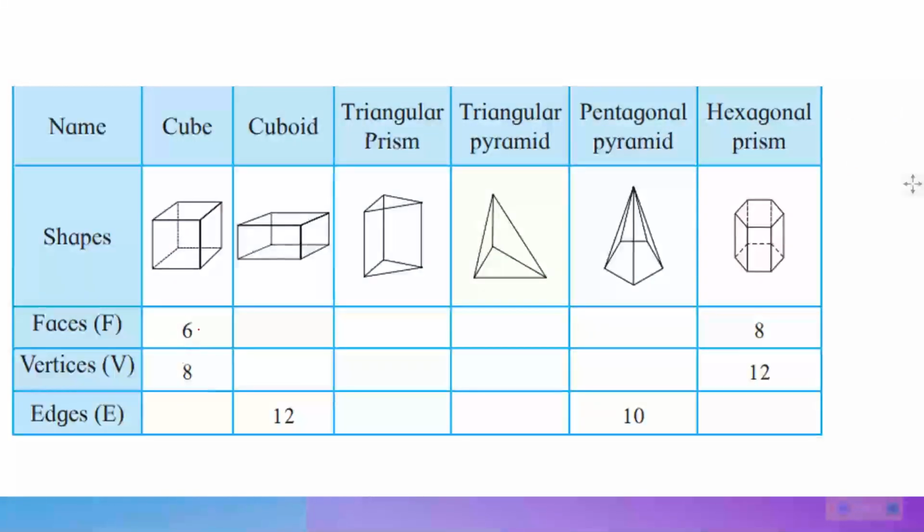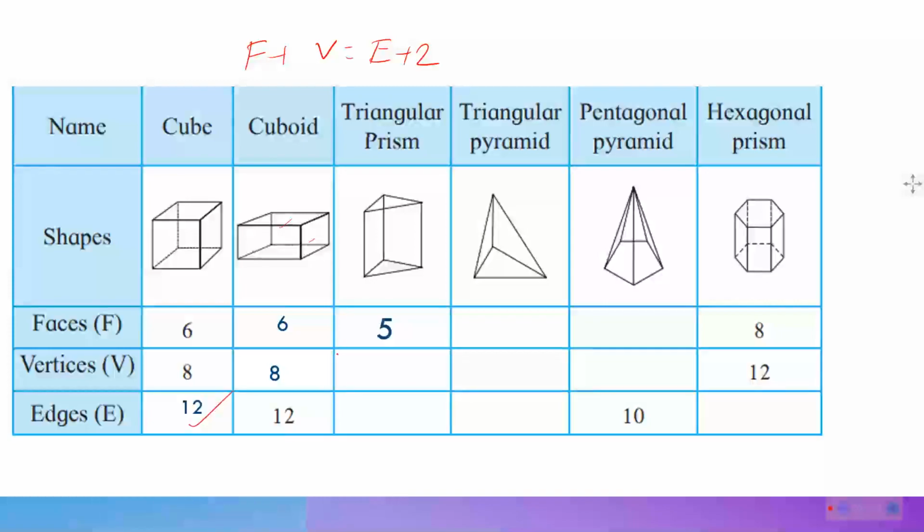First one is already done by us. Cube is having 12 edges. If you count these edges and vertices, you will get the formula, or you will accept the formula, that F plus V is equal to E plus 2. ये proof करने के लिए, practically prove करने के लिए आपको दिया है. 6 faces are there just like in a cuboid, 8 vertices are there, 12 edges are there.